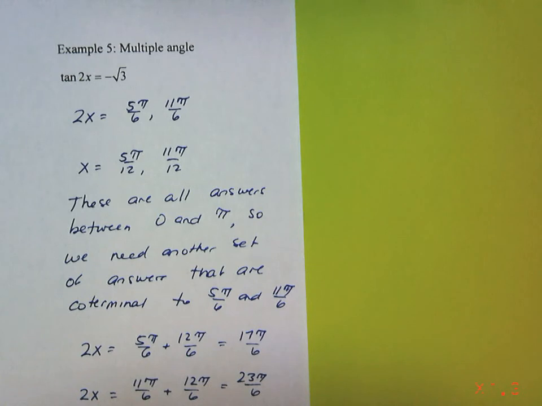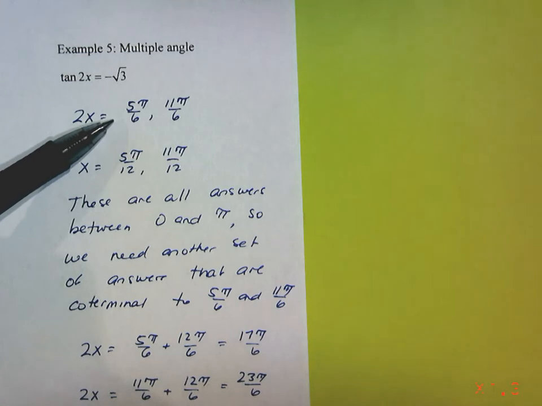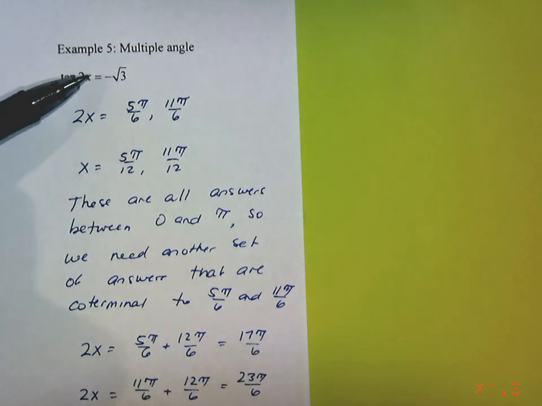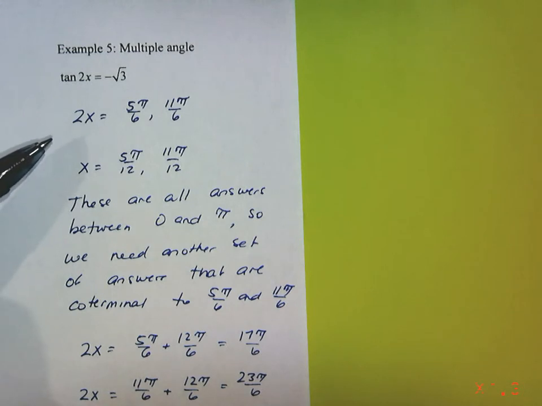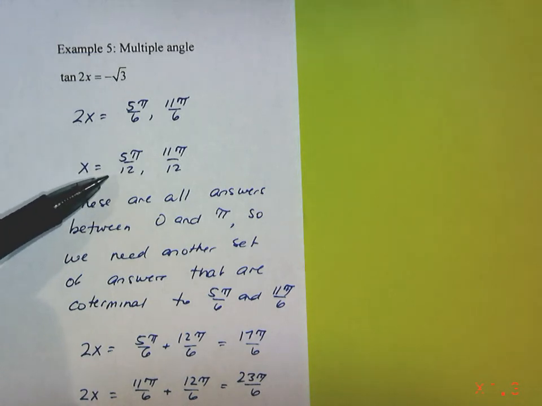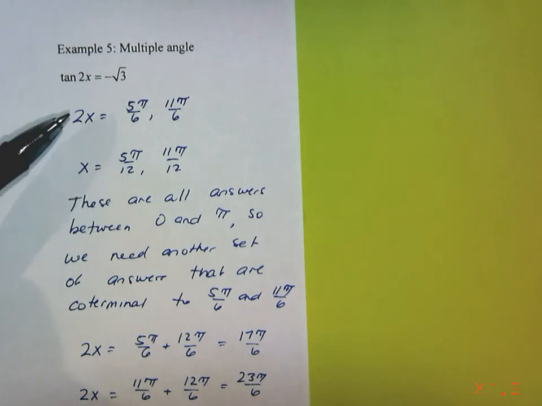So in this case, I have tangent 2x equals negative square root of 3. Right now I'm going to leave the 2x. So I know that the angle 2x is going to equal 5 pi over 6 and 11 pi over 6. Since this is negative square root of 3, it's going to be in the second quadrant, which is 5 pi over 6, and the fourth quadrant, which is 11 pi over 6. But I don't want to solve for 2x, I want to solve for x. So if I divide both sides by 2, 5 pi over 6 divided by 2 gives me 5 pi over 12. 11 pi over 6 divided by 2 gives me 11 pi over 12.